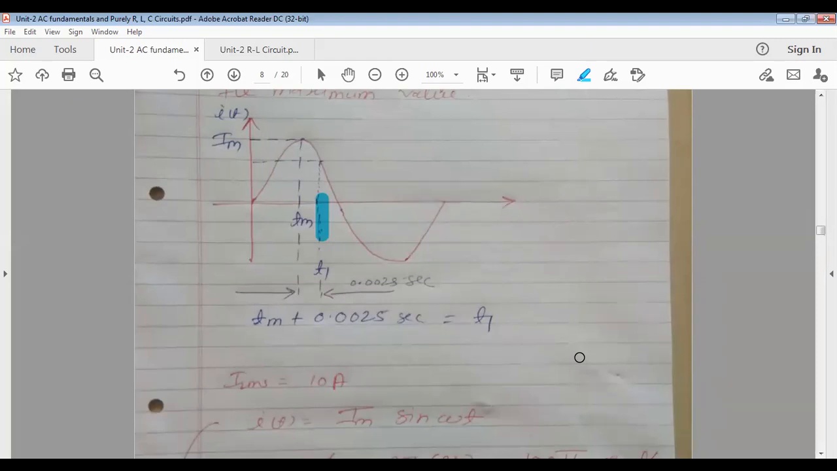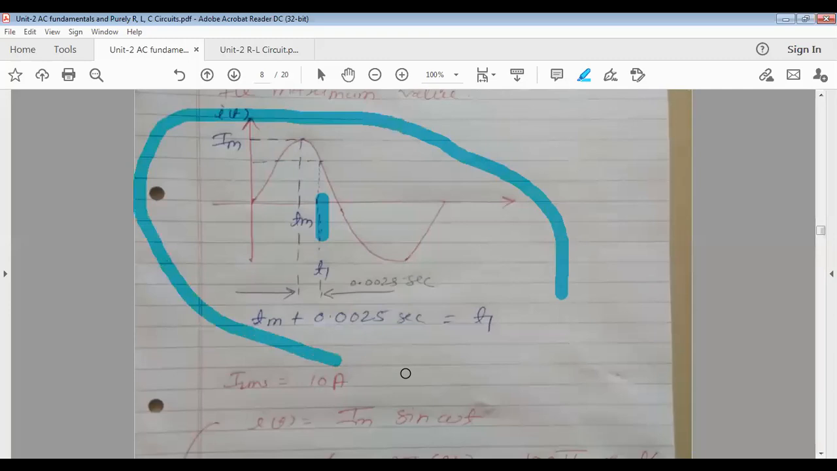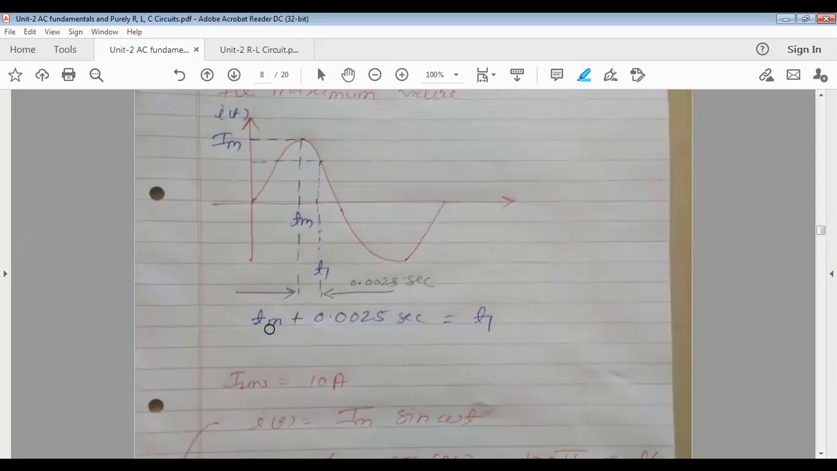What is the formula for T1 that you see here from the diagram? What is T1 equal to? Tm plus 0.0025, correct. Tm plus 0.0025 second. So for T1, what do you have to calculate? What you have to calculate for Tm. Once you get Tm, you can calculate the T1, and once you get T1, put it in the instantaneous current equation. Current easily you will get, isn't it? Now, how can I calculate the Tm?